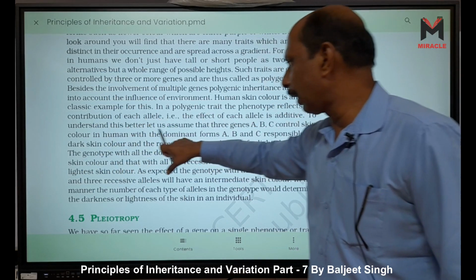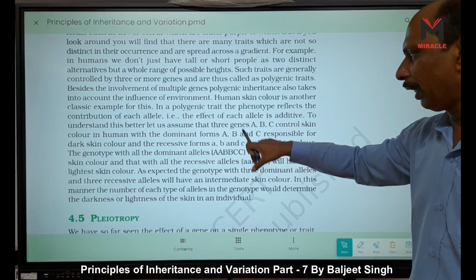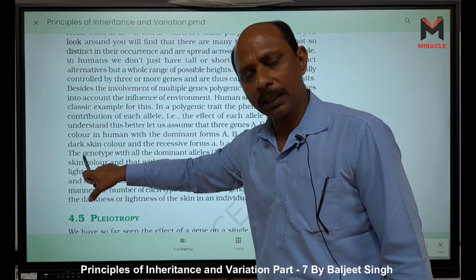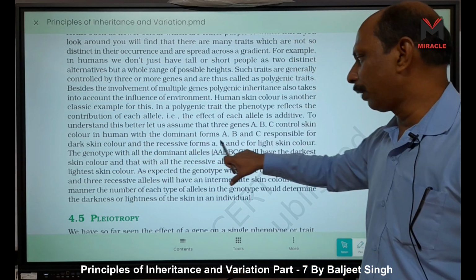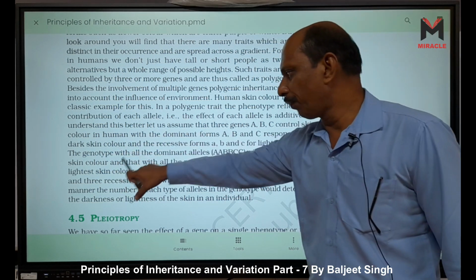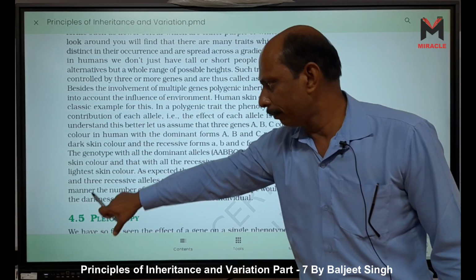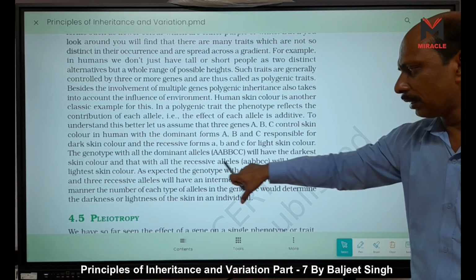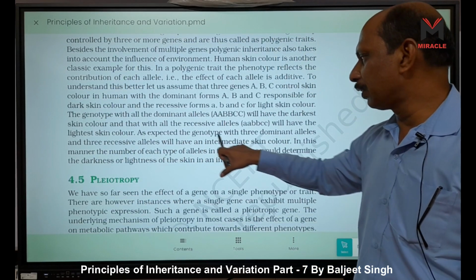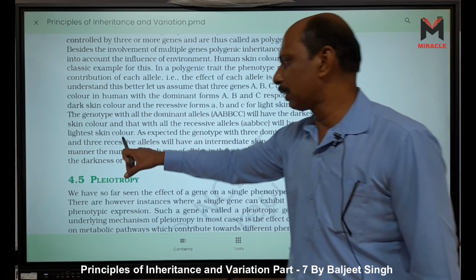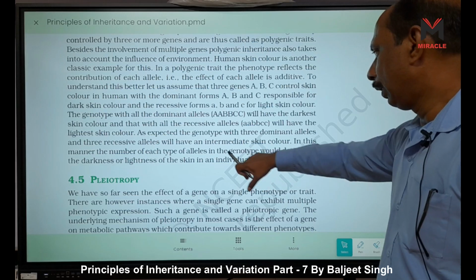To understand this better, let us assume that the 3 genes A, B, C which control skin color in humans have the dominant forms A, B, C responsible for dark skin. Dark skin is dominant over white or fair skin, and the recessive forms a, b, c give the light skin color. The genotype with all dominant alleles, AABBCC, will have the darkest skin color, negroid, and the one with all recessive alleles will have the lightest skin color. As expected, the genotype with 3 dominant alleles and 3 recessive alleles has an intermediate color, called mulatto, right. Intermediate skin color.